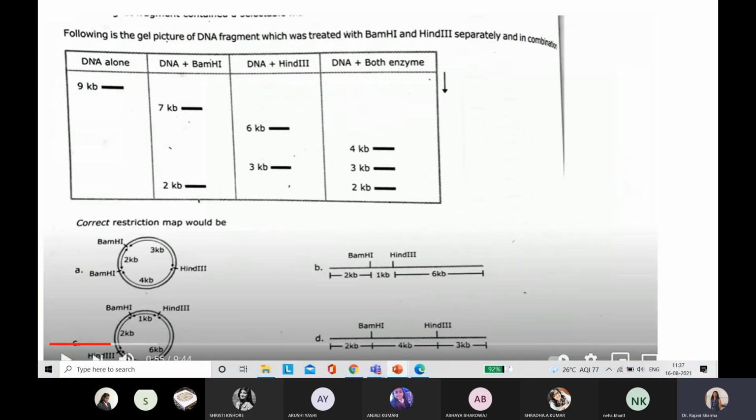First, try by reading this. I am just explaining the question to you. Try to find the correct answer. Four options are there, A, B, C, and D. This question was asked in CSIR JRF NET. So I am just explaining the question. Here the first condition is what?